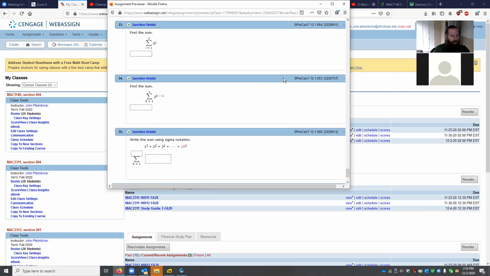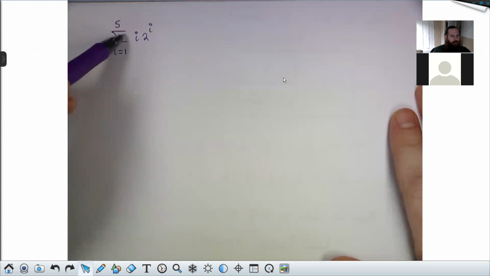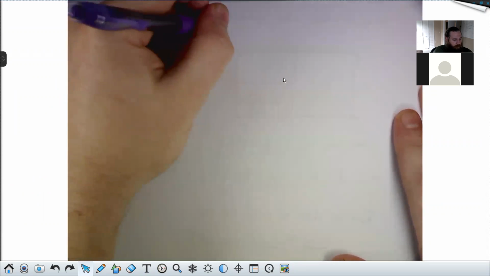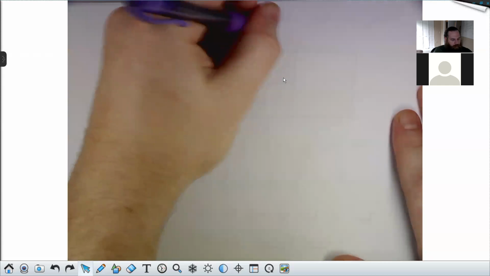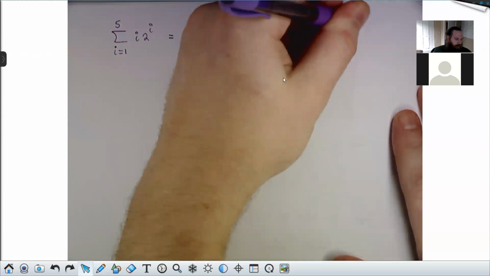Here we want to find the sum from i equals 1 to 5 of i times 2 to the i. So the trick here is just getting comfortable writing these out and understanding what they're saying. So remember what this means. This symbol here, this sigma, says take this thing and add it up over this range of the variable i. So when i is equal to 1, we get 1 times 2 to the 1. Plus, when i is equal to 2, we get 2 times 2 to the 2. Plus, when i is equal to 3, we get 3 times 2 to the 3. And then 4 times 2 to the 4, and then 5 times 2 to the 5.